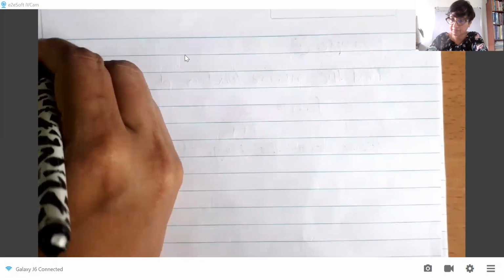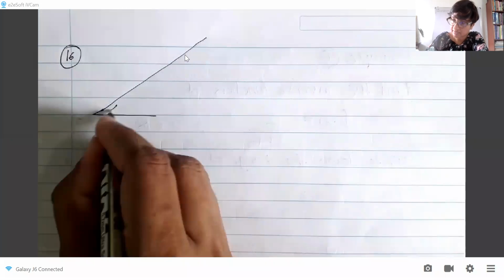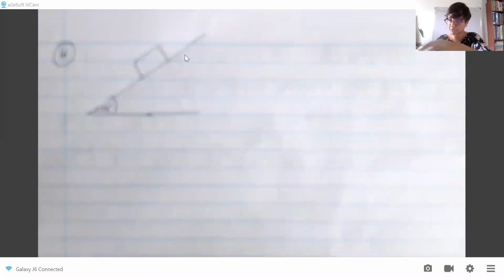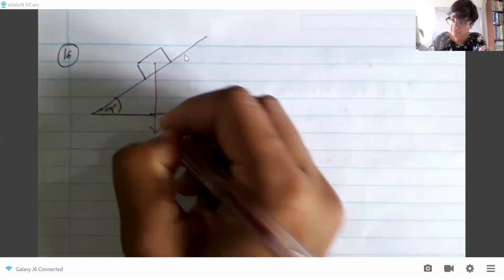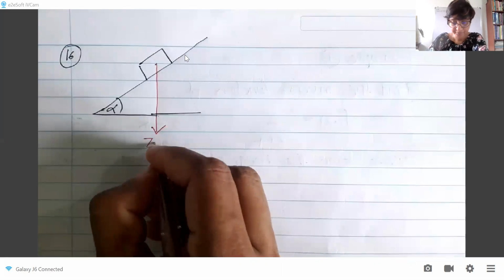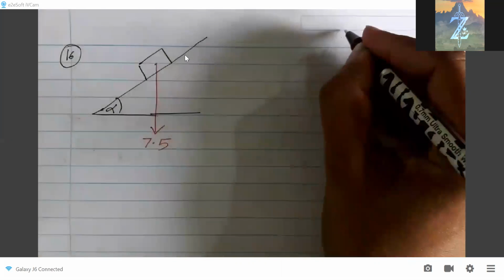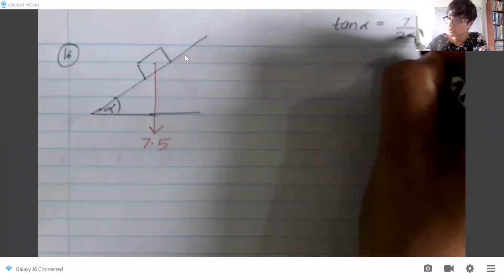So it says, I will draw this first diagram, number 16. So you have a slope, angle is alpha. You have a block kept on the slope. Weight is 7.5. I'm going to mark everything on this diagram itself. 7.5. Okay, they have given that tan alpha, so this I will write on the side. Tan alpha is given to be 7 upon 24. Now you know what to do with this.